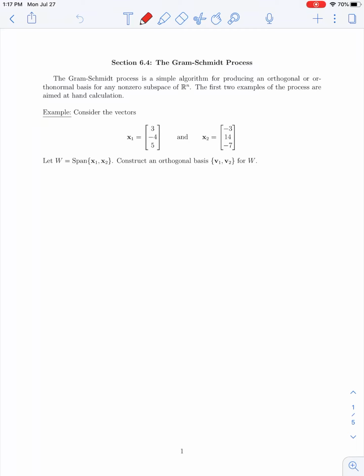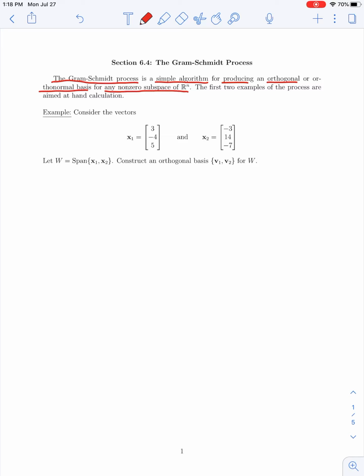Okay, in this lecture, we're going to cover our section 6.4 material on the Gram-Schmidt process. So what is the Gram-Schmidt process? Well, it is a relatively simple algorithm for producing an orthogonal or orthonormal basis for any non-zero subspace of Rn.